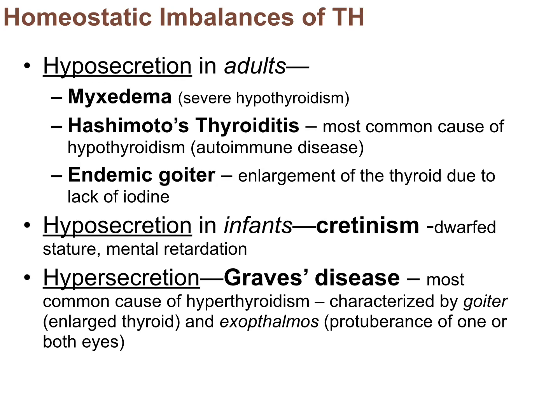Hypersecretion is Graves' disease. It's the most common cause of hyperthyroidism. And it's characterized by two key things. It's characterized by a goiter, which is the enlarged thyroid, and exophthalmos, which is a bulging of the eyes. One thing to understand about Graves' disease, it's a hyperthyroidism that causes the enlarged thyroid. Endemic goiter is a hypothyroidism that causes the enlarged thyroid.